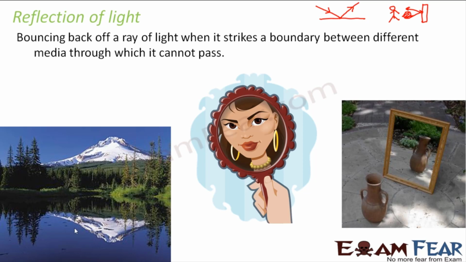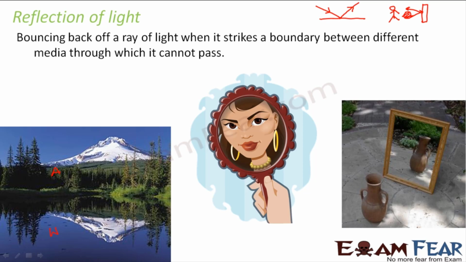If you look at this, this is also a natural phenomenon of reflection. Here you have this water. So there is a change in medium. This medium is water and this medium is air. So when the ray of light falls on this boundary between air and water, what happens? It cannot pass through the water completely. It is not that it cannot enter water at all.